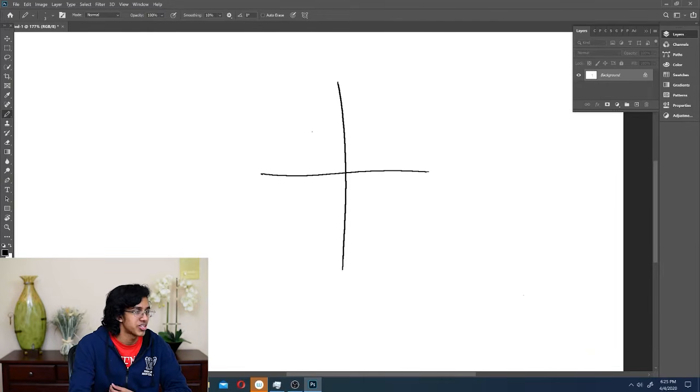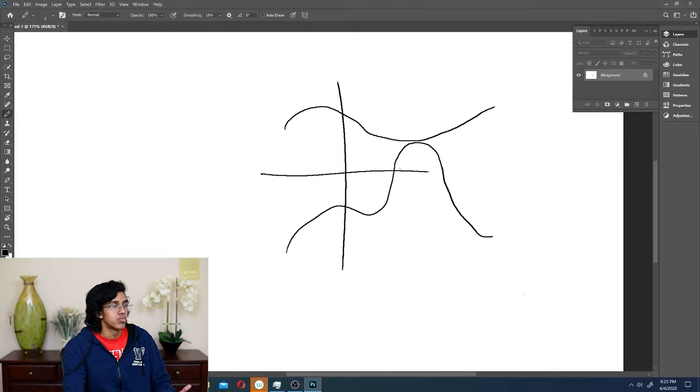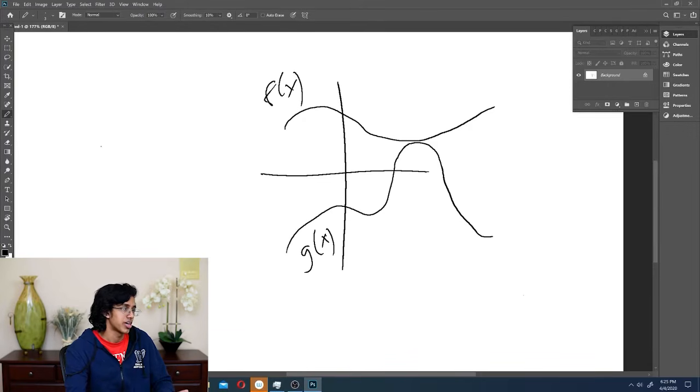But let's say you have a function and it approaches this number, and then there's another function that goes like that, and then like that. Now let's say that we know that this is f of x and this is g of x, and we know that the function that we want to find is h of x.